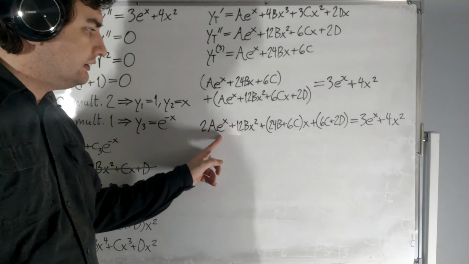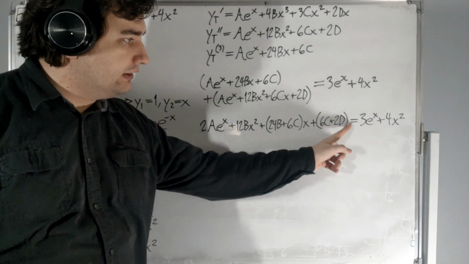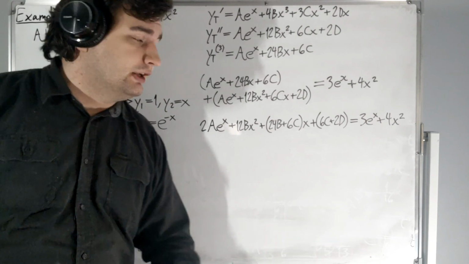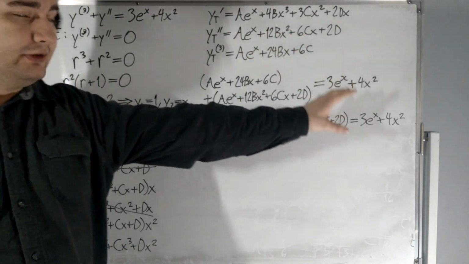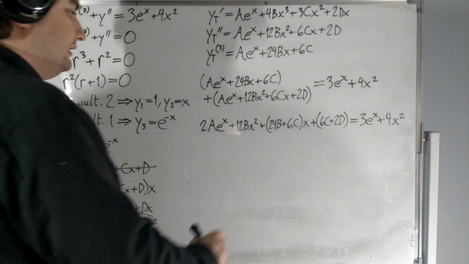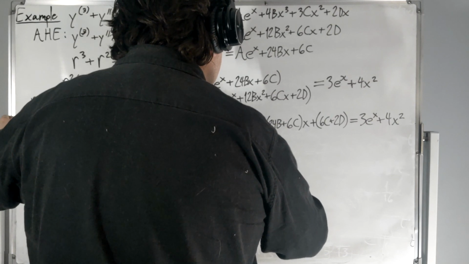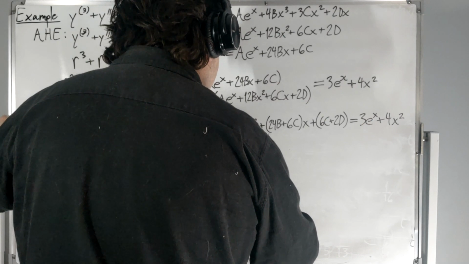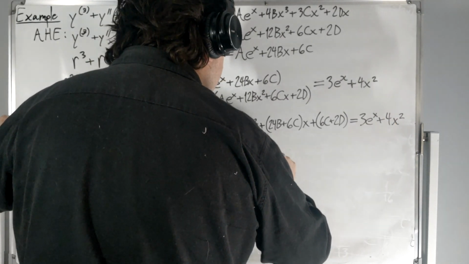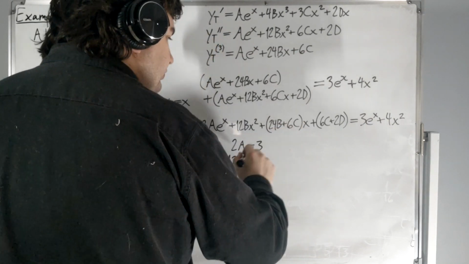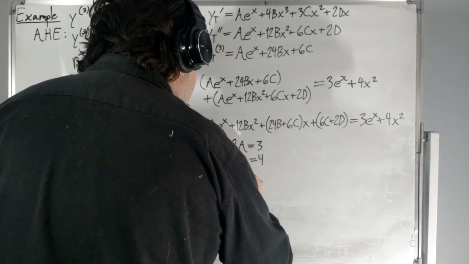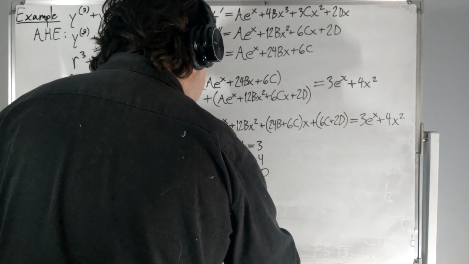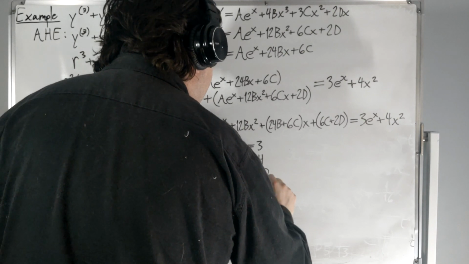So now e to the x, x squared, x, and x to the 0 are all linearly independent functions. Therefore, the coefficients on the left are equal to the coefficients on the right. Therefore, we get a system of equations that looks like 2a equals 3, 12b equals 4, 24b plus 6c equals 0, and 6c plus 2d equals 0.